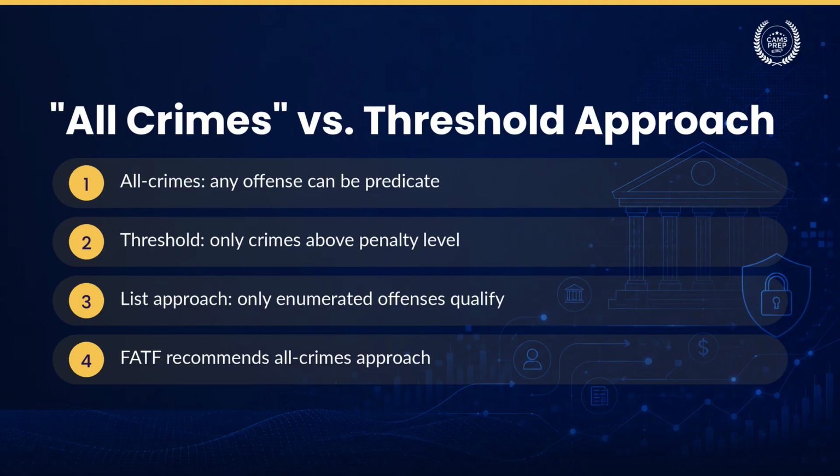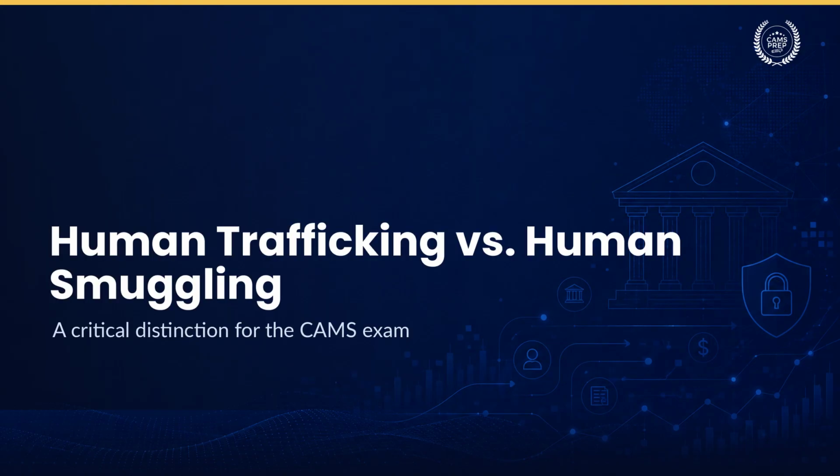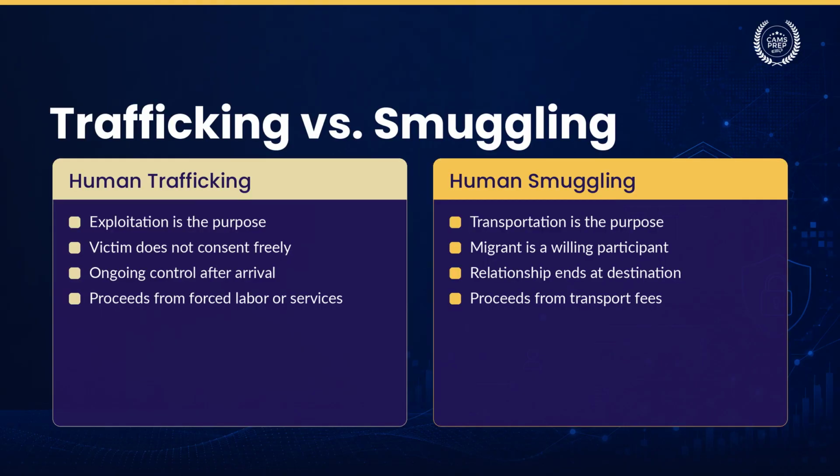It changes the answer. Let's move to one of the most tested distinctions on the CAMS exam, the difference between human trafficking and human smuggling. These two crimes sound similar but are fundamentally different in purpose, consent, and duration. Human trafficking is about exploitation. The victim does not consent freely, or their consent is obtained through force, fraud, or coercion. The trafficker maintains ongoing control after arrival, extracting value from forced labor, sexual exploitation, or other services. The proceeds come from that exploitation.